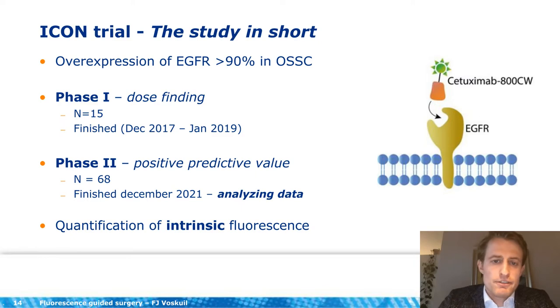We cut the study in two phases, phase one and phase two. Phase one was published around 2 years ago now, in which we investigated 15 patients, and it was mainly focused on finding the right dose and the dosing schedule. And last December, phase two was completed. We included 68 patients, the largest clinical study in our field investigating fluorescence guided surgery in head and neck patients. And the goal was to provide a positive predictive value. Unfortunately, I have only very preliminary data on it because we're currently analyzing the data at full speed, and we expect to publish our first results anytime soon.